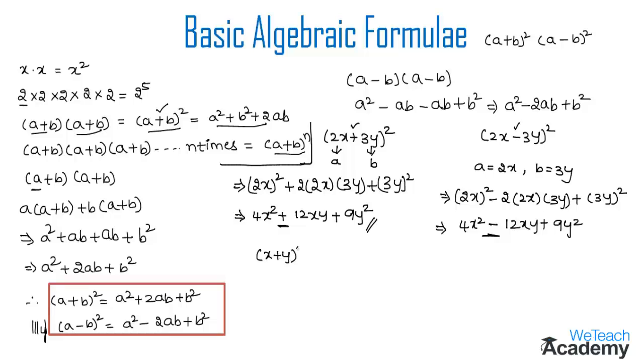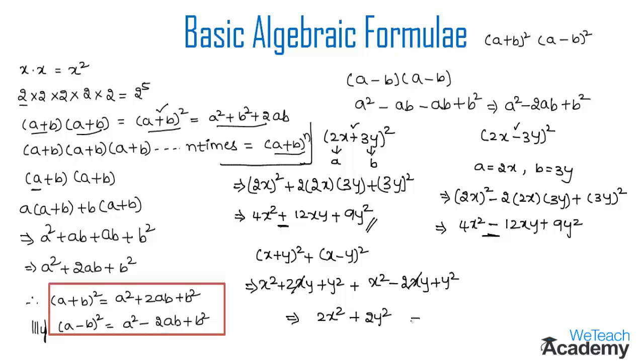Now let us try to solve another example. Here we have x plus y whole square plus x minus y whole square. We observe that x plus y whole square is in the form of a plus b whole square, and x minus y whole square is in the form of a minus b whole square. Now let us apply both the formulas. We get x square plus 2xy plus y square plus x square minus 2xy plus y square. Here we can cancel plus 2xy and minus 2xy, and by adding the like terms we get 2x square, and by adding the y square terms we get 2y square. By taking 2 as a common factor, we can write this as 2 into x square plus y square.